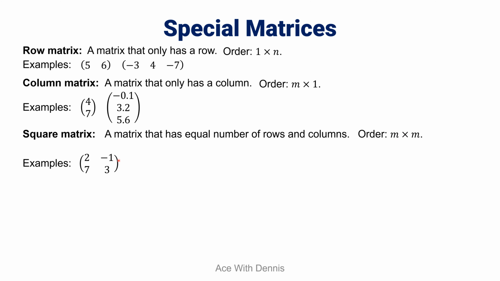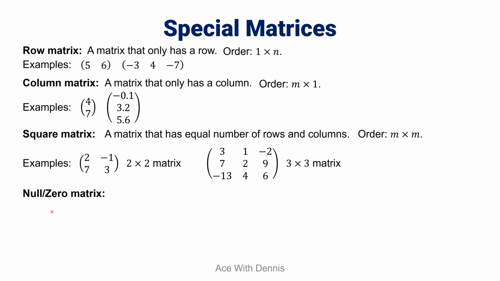This example has 2 rows and 2 columns, hence the order is 2 times 2. I will say this is a 2 times 2 matrix. Another example: this matrix has 3 rows and 3 columns, hence it is a 3 times 3 matrix.